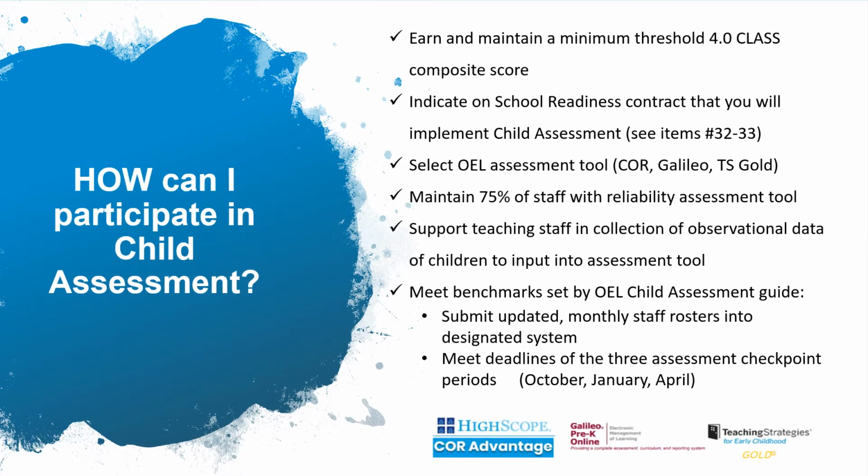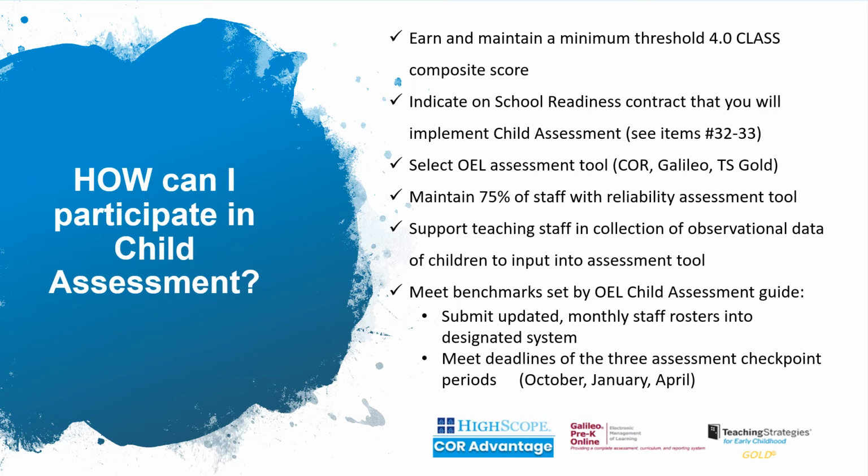During the contracting process, line items number 32 and 33 will give you the option to check yes or no for child assessment. If yes is chosen, you will then be prompted to choose a child assessment tool. The three Office of Early Learning, or OEL, approved tools are CORE, Galileo, and TS Gold. You can access a summary and contact information about all three programs via the OEL website. You and your teachers will need to meet benchmarks set by the OEL Child Assessment Guide.